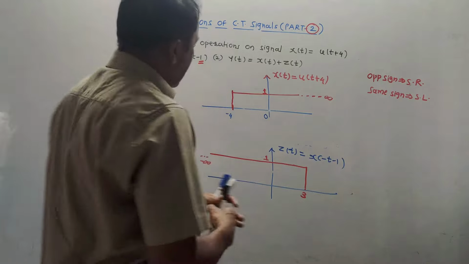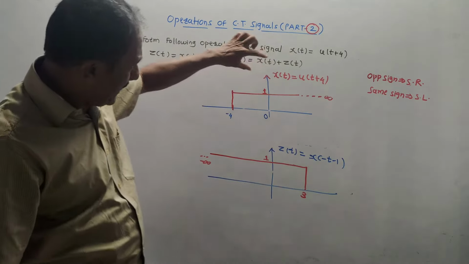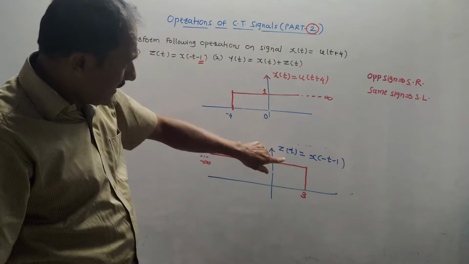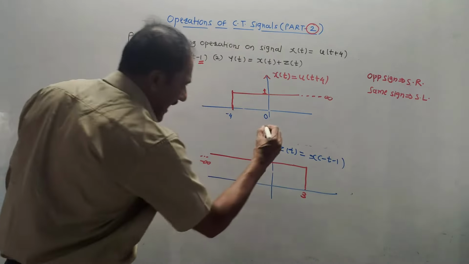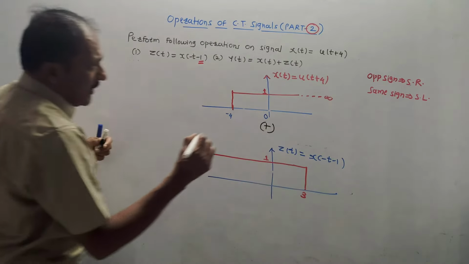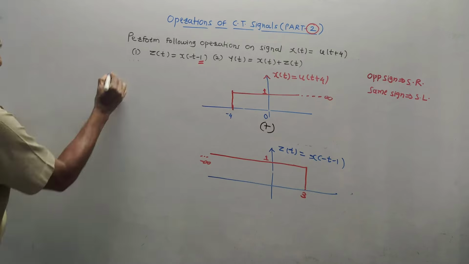In the second part, it is asked to perform this operation x of t plus z of t. I have the diagram of x of t, and the second diagram we have generated is the diagram of z of t. So I have to add these two diagrams. Now how to do it? First let us mark the scale.